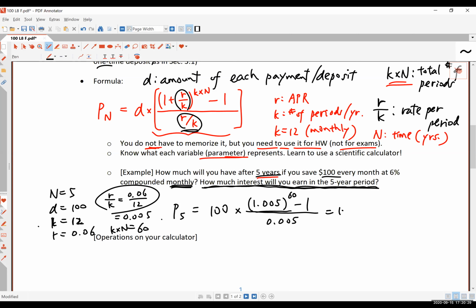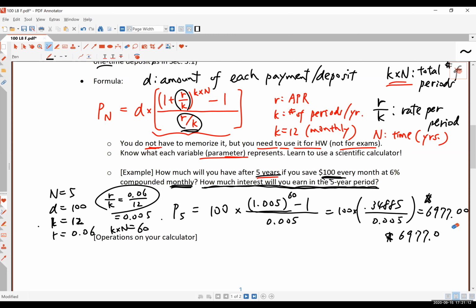I'm going to just give you the results of my calculation. The top part is going to be 0.34885. You divide it by 0.005, and the answer will be 697700. Actually, I had to truncate some digits, but here's what's happening. If you deposit $100 every month, or if you save up $100 every month for 5 years in an account earning interest at 6% compounded monthly, you will end up with close to $7,000.